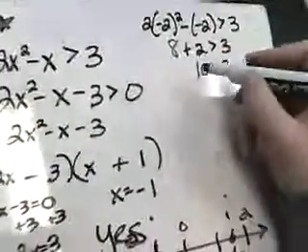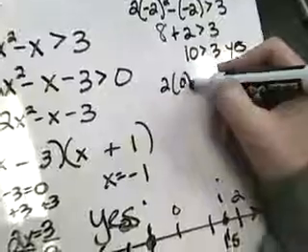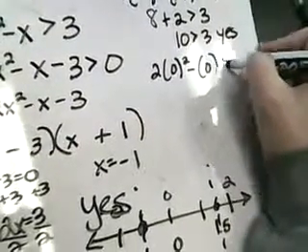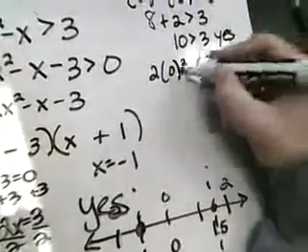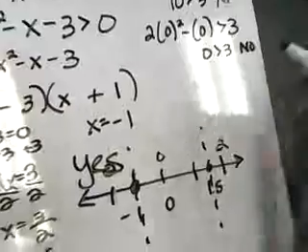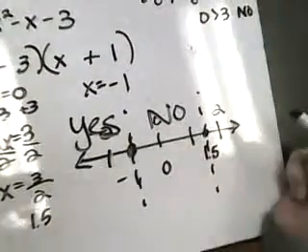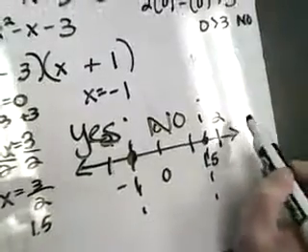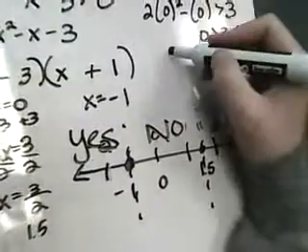Now let's test 0. Putting it back into the original, remember. 2 times 0 squared minus 0 is greater than 3. That would all cancel. Is 0 greater than 3? That is no. So that means anything in the middle is no. So you can kind of see your pattern forming. Yes, no. We're hoping we get yes here. So let's test 2.